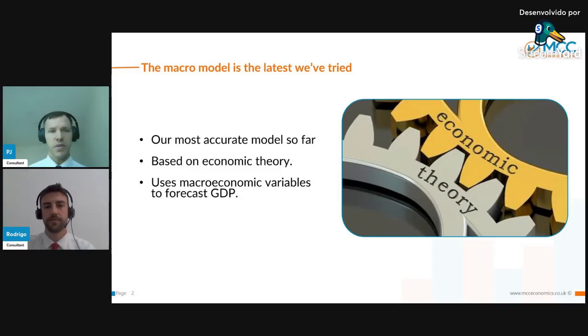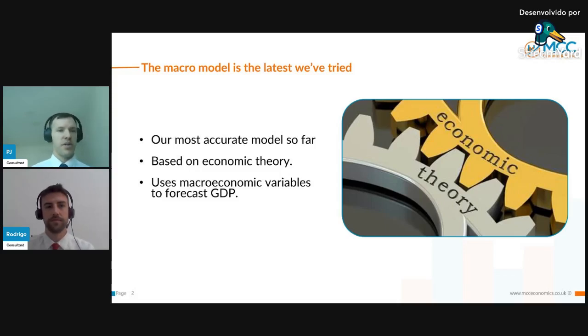But for now, I'll just touch on what this macro model is and why we focus on it today. So this is one of the models that we created for the UAE's GDP forecasting project, and it turns out that it's one of the most accurate models that we have so far. It's based very strongly on economic theory, which we'll get into in the next slide and tell you what we mean by that. And it uses macroeconomic variables to forecast GDP.